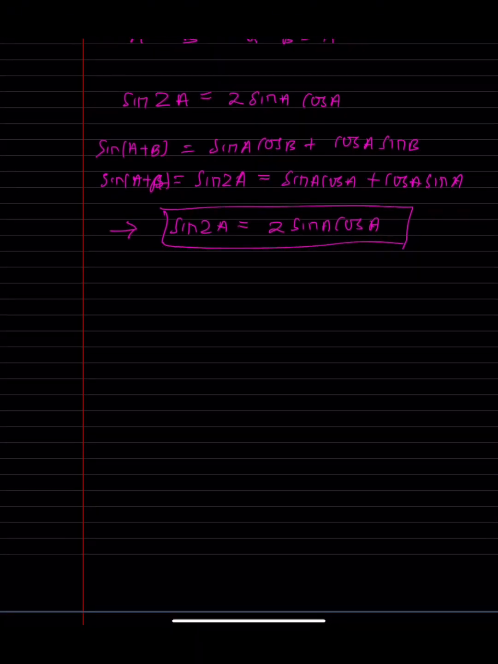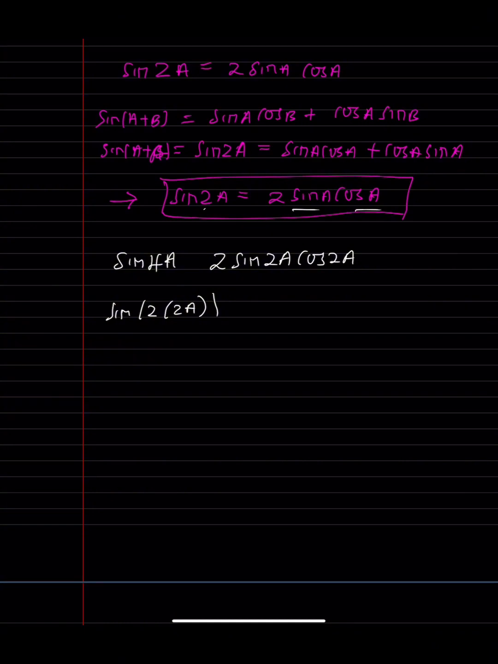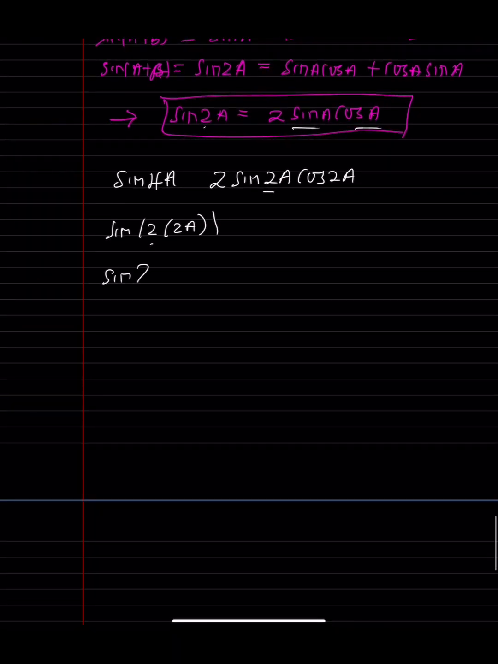So in case I have something like sine 4A, I can rewrite this as 2 sine 2A cos 2A. This is because here it's sine 2A, here we have sine 4A, so I can do something like sine into brackets 2 times 2A. For my sine 2A, it's equal to 2 sine A cos A, so if I have an extra 2 there, that will give sine 2A cos 2A. That's it. So when I also have sine 8A, I can rewrite it as 2 sine 4A cos 4A, and so on. That's how you can transform these into an alternative form.